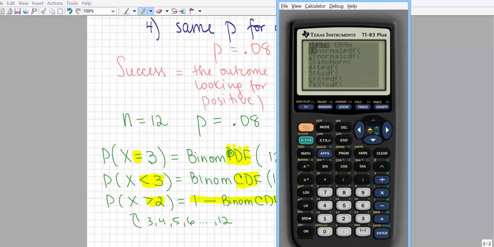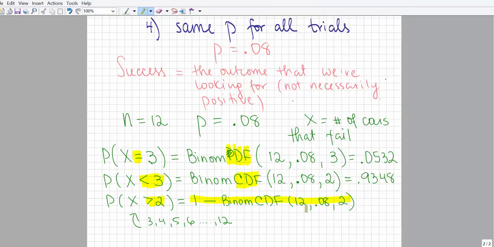binomial CDF, 12, 0.08, and up to 2, right? Okay, 0.0652. And look, if you add up these two, what's going to happen? You're going to get exactly 1, and that makes sense.